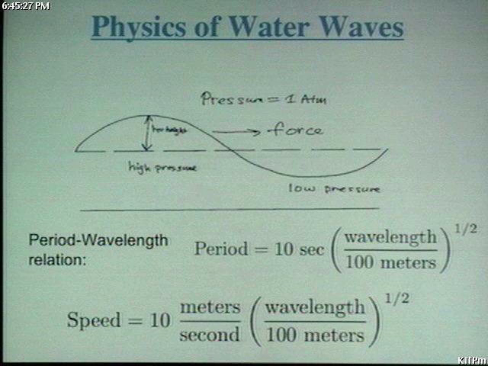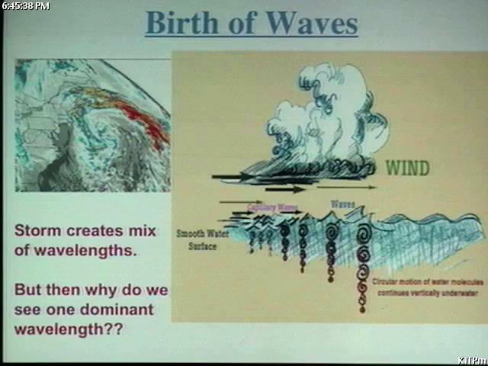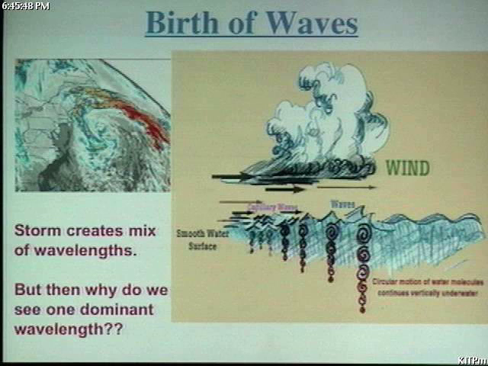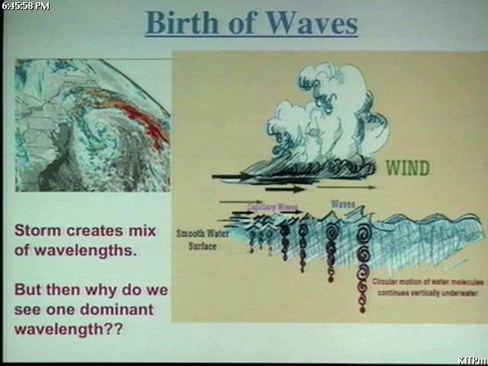Okay, so now that we've talked a little bit about the physics of waves, let's get back to the problem of trying to understand what we see when we go to the beach. So let's talk about the birth of waves. How are they created? So waves, these swell waves, are created by large storms. And the way that it works is that in these storms, there's enormous winds.